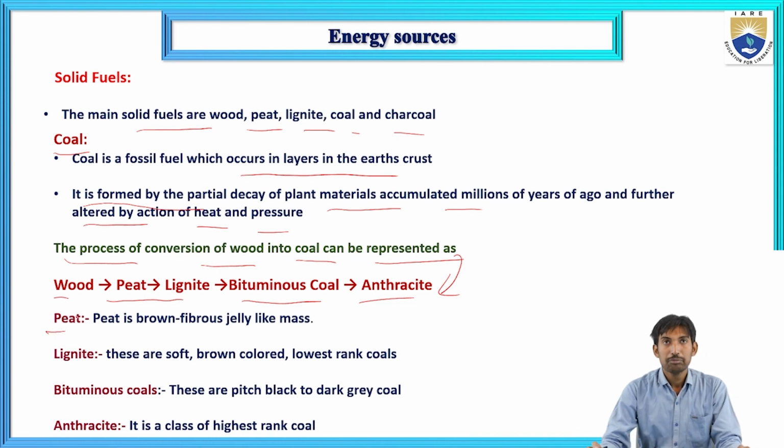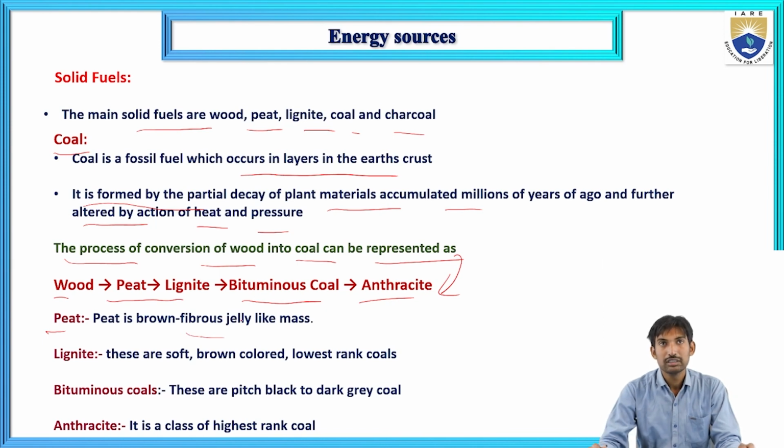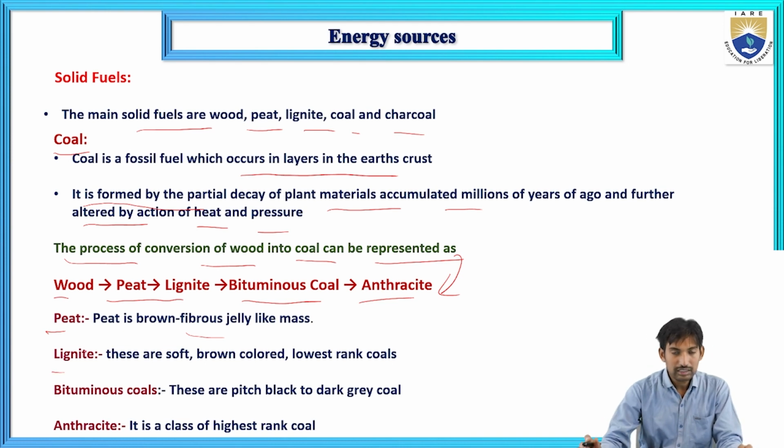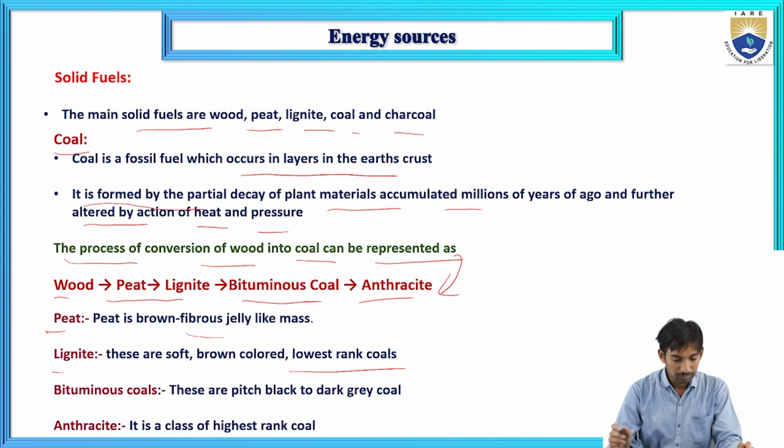Peat. What is peat? Peat is brown in color and a fibrous, jelly-like mass. And lignite, these are soft in nature. Lignite is soft in nature and it is brown in color and it is the lowest rank coal.